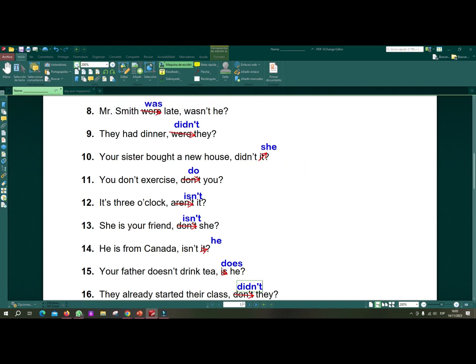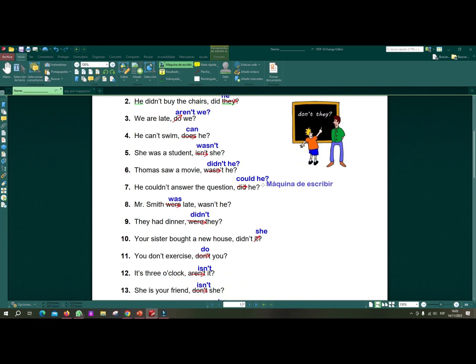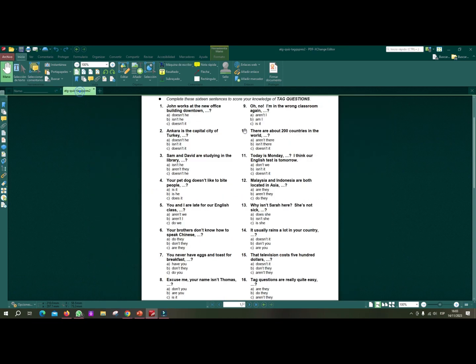I don't know if you have questions. Do you have questions about them? No? If you don't have questions, let's do another exercise. This will be the last one, okay? Complete these 16 sentences to score your knowledge of tag questions. Here you have the first one. Let's do it as an example.